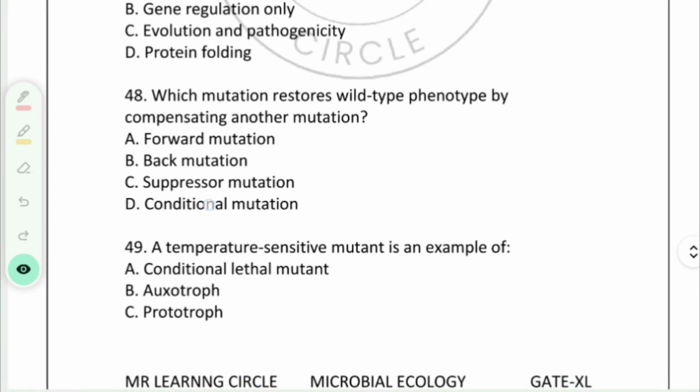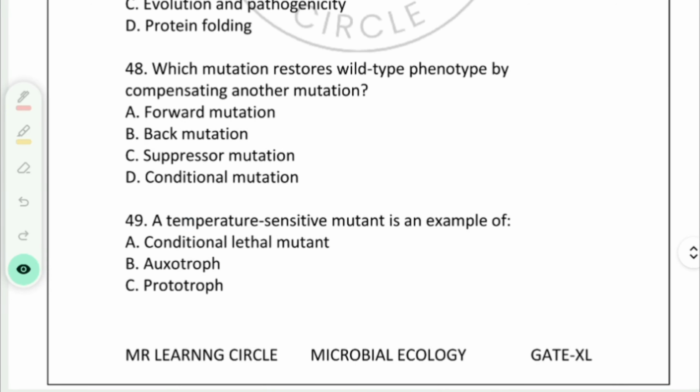Question number 48. Which mutation restores wild type phenotype by compensating another mutation? Options are A. forward mutation, B. back mutation, C. suppressor mutation, D. conditional mutation. Correct answer for this question is suppressor mutation.